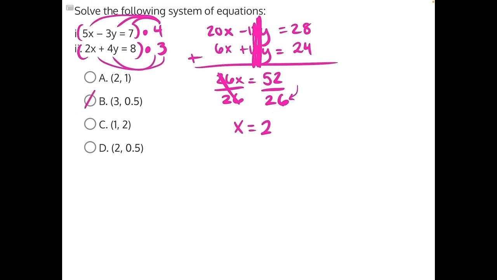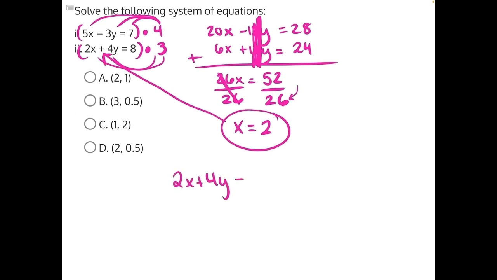So at that point, we could eliminate down to answer choice A and D because they are the only two with x values of 2. And then you would just have to plug your value of x back into either of these equations. And I would recommend doing that bottom one. 2x plus 4y equals 8.